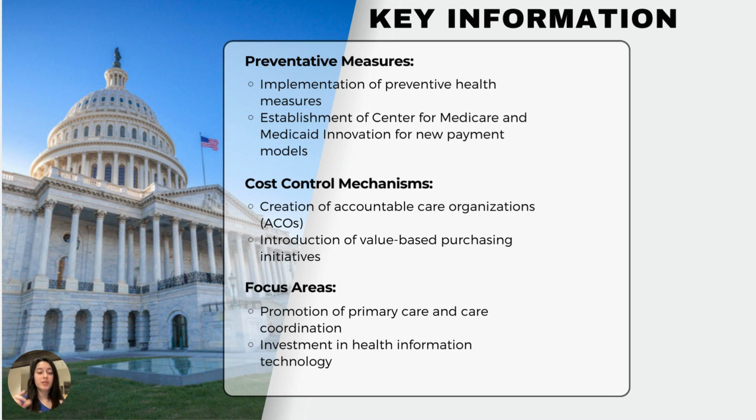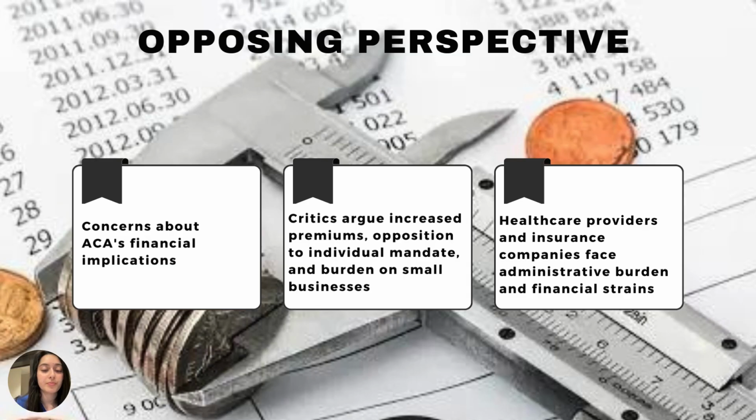And now, in terms of the key focus areas that I thought were important, which I saw across any article or source that I was looking at, was the promotion of primary care and care coordination, in addition to the investment in health information technology, because before both of these were pretty weak in the US and, again, not accessible and affordable to those who often needed it the most just because they did not belong to the same socioeconomic class that would be able to actually afford it.